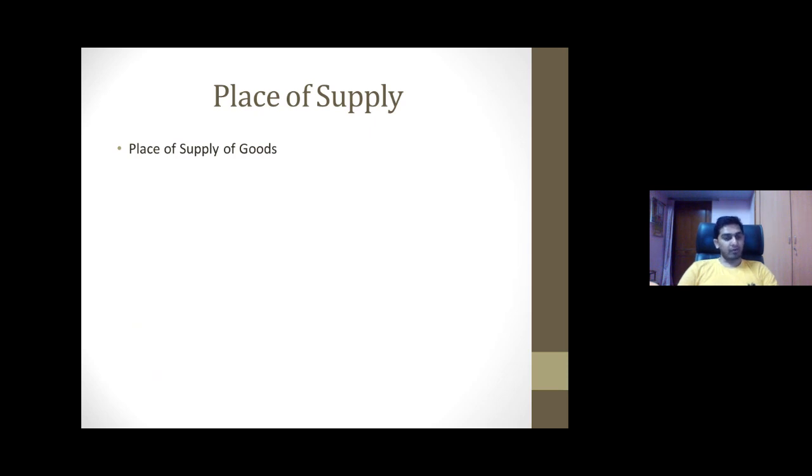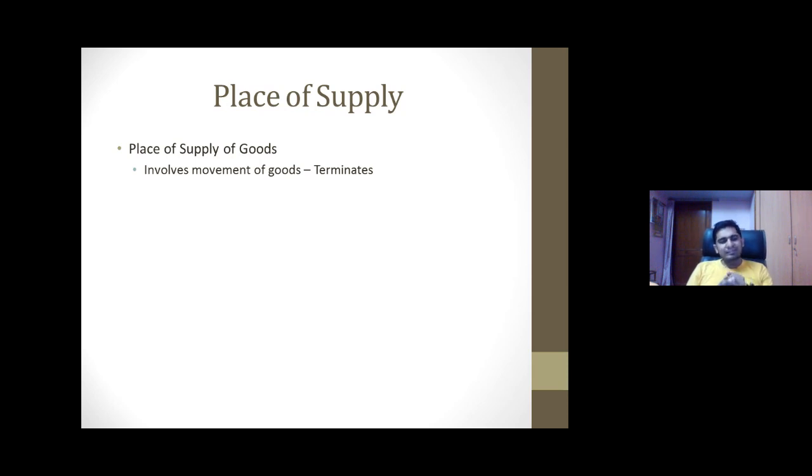Place of supply of goods, if it involves movement of goods. Now, the special cases we are talking about. The first special case is movement of goods. If any supply of goods involves movement of goods. Now just think about my favorite example, the biscuits. If you have purchased biscuit, is there a movement of goods?